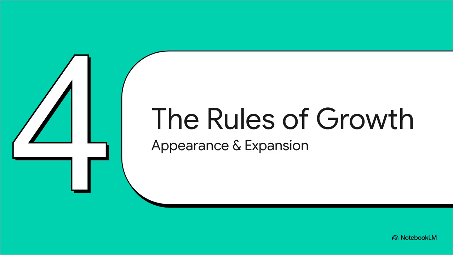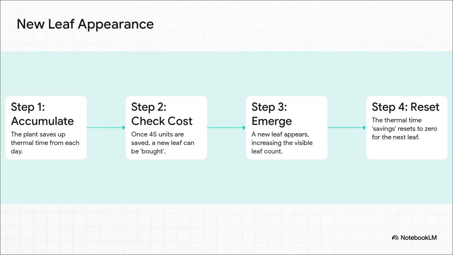So, we've got a plant, it has a clock, it has its DNA. Now for the fun part. It's time to teach it the most fundamental rules of life, how to actually grow. You know, the logic for making a new leaf is just so elegant. Every day, the plant takes the thermal time it earned and puts it into a savings account.